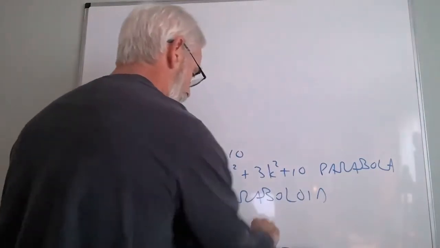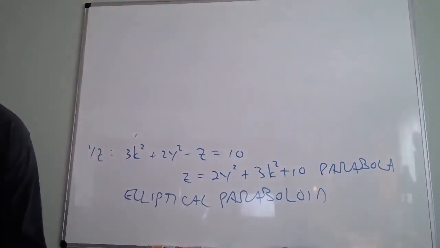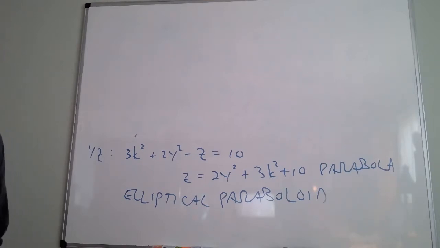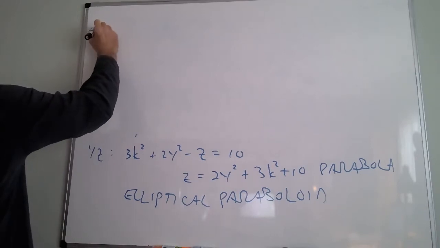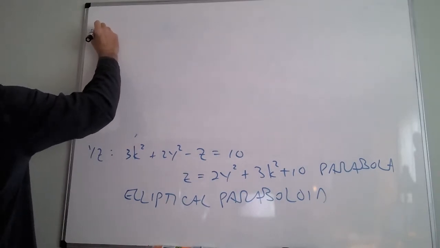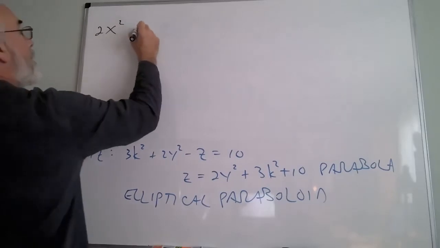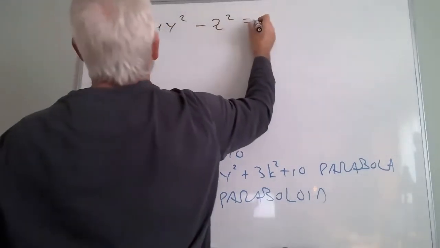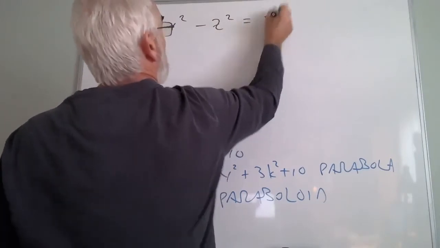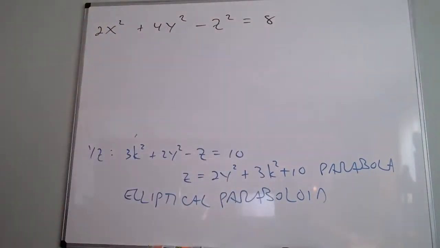Suppose we have something, let's say, we'll do an easy one. I'm not even going to bother with coefficients too much. Let's say I have 2x squared plus 4y squared minus z squared equals 8. And I would like to know, well, what is this then?